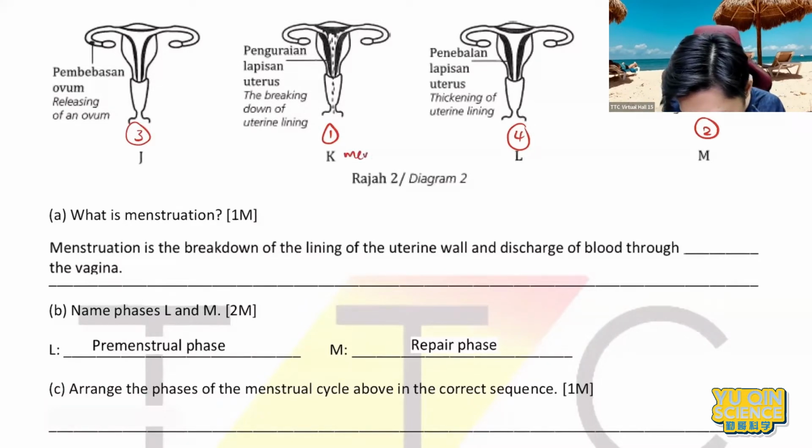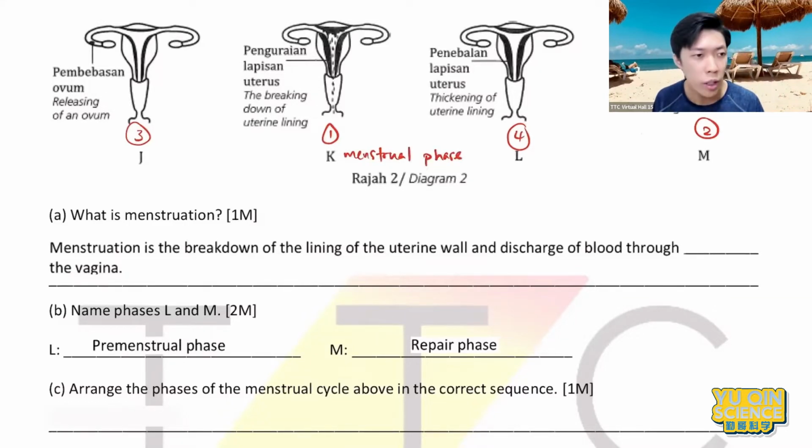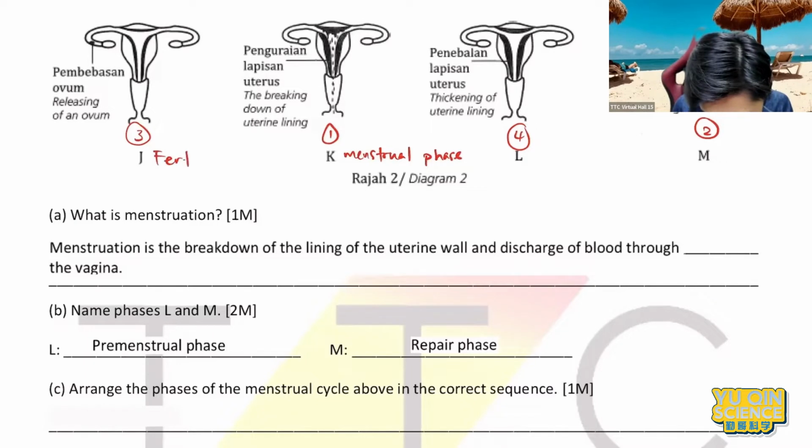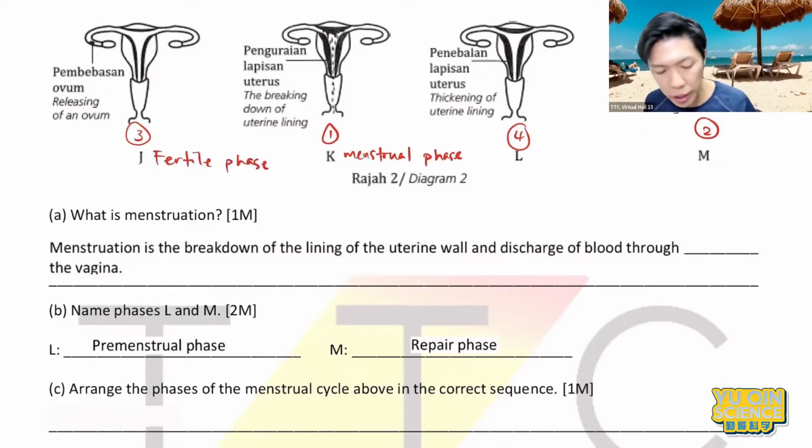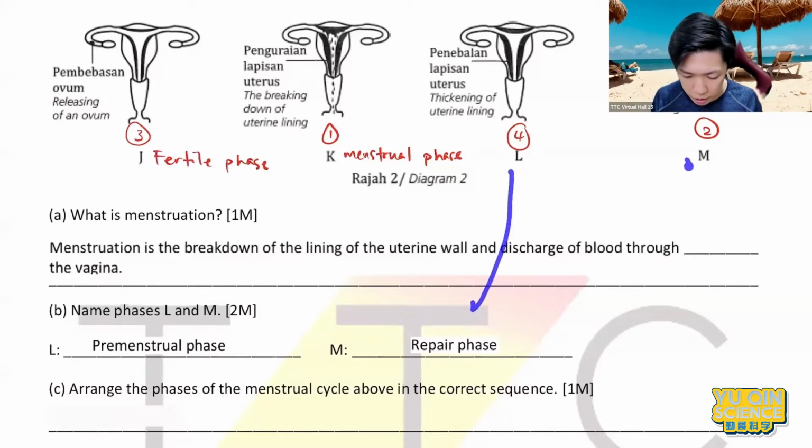1 and 3 are not asked, but let's also write down since we're here. So number 1 is called menstrual phase. Number 3, J, is fertile. Okay, there you go. Fertile phase. Okay, then number 2 and number 4 are here.